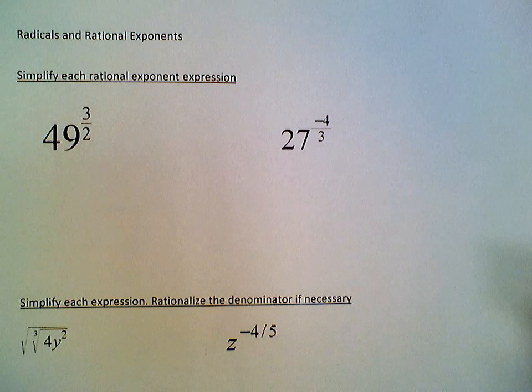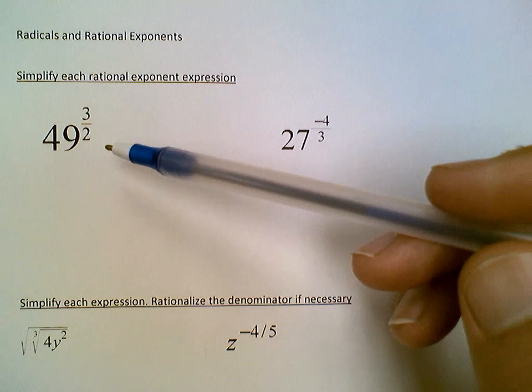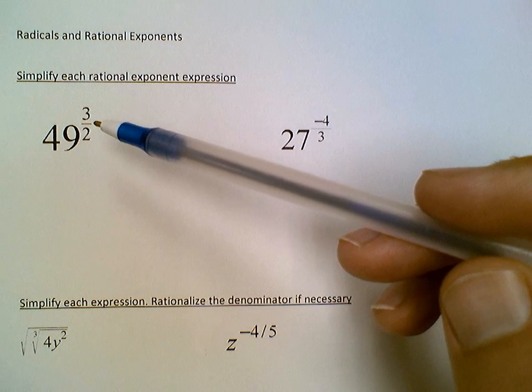Alright, in this video we are going to simplify a couple rational exponent expressions. So we're going to start with this one. I got 49 to the 3 halves, 49 to the 3 over 2.